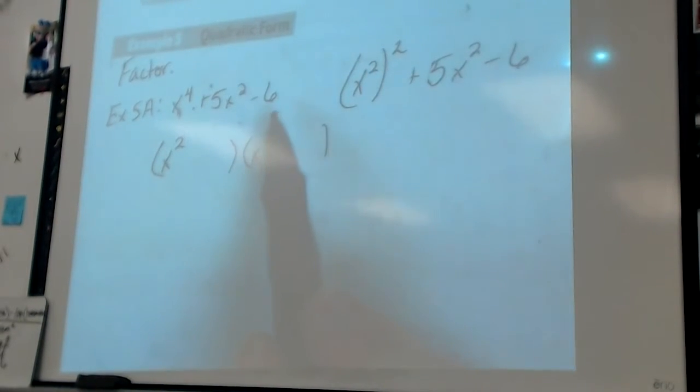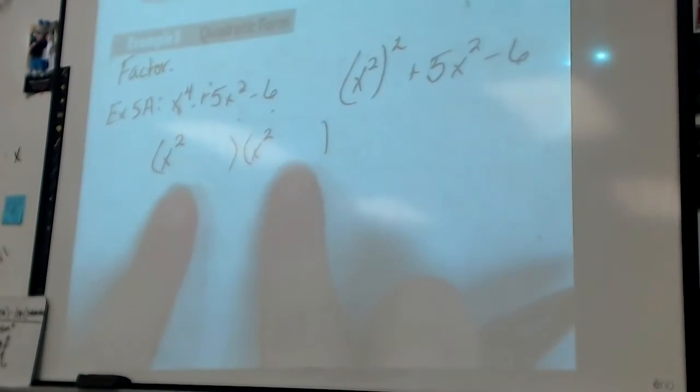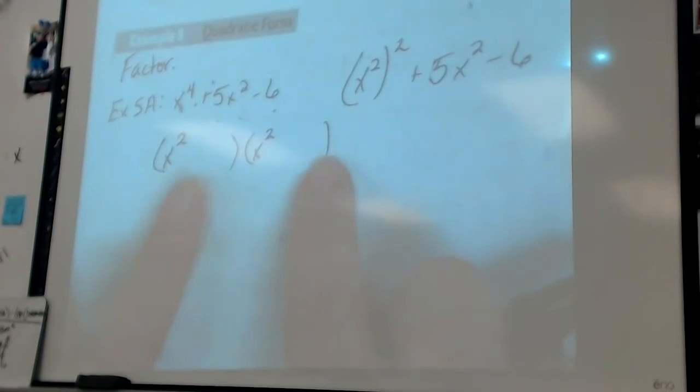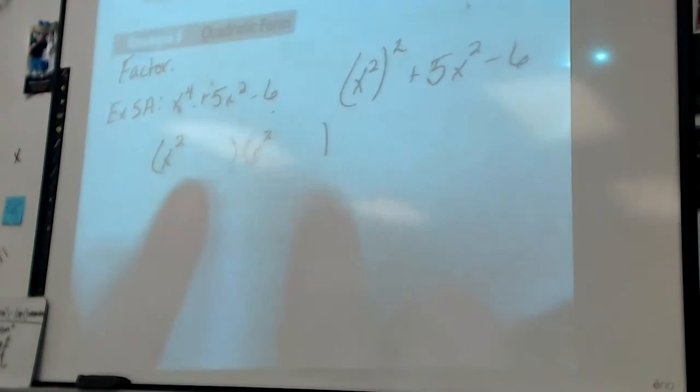Then we want 2 numbers that multiply to give us -6 and combine to give 5. Three and 2? Well, if I have a +3 and a +2, that'll make 5, but it gives me a +6. If either one of them is negative, I get the -6, but I don't get the 5. All right, 6 and 1. And since the 5 is positive, we want the larger one to be positive.